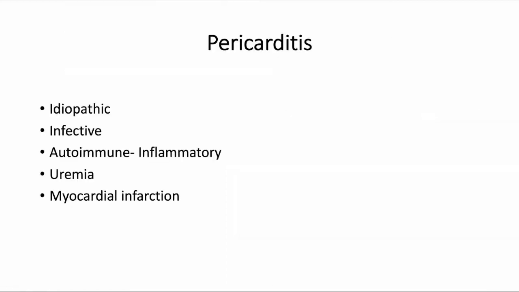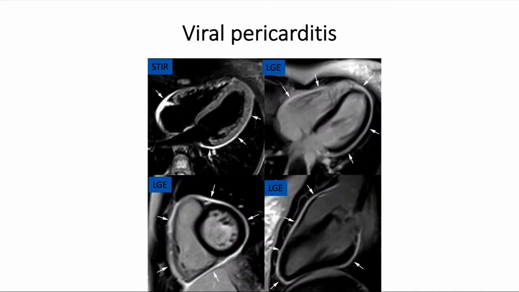Coming to the next important topic of pericarditis, there are usually different pathologies which can result in pericardial inflammation, namely idiopathic inflammation, secondary to any infective pathology, secondary to systemic autoimmune disease, and involvement of the pericardium in uremia and myocardial infarction. So this is an example of how a classical pericarditis due to viral infection can look on MRI.